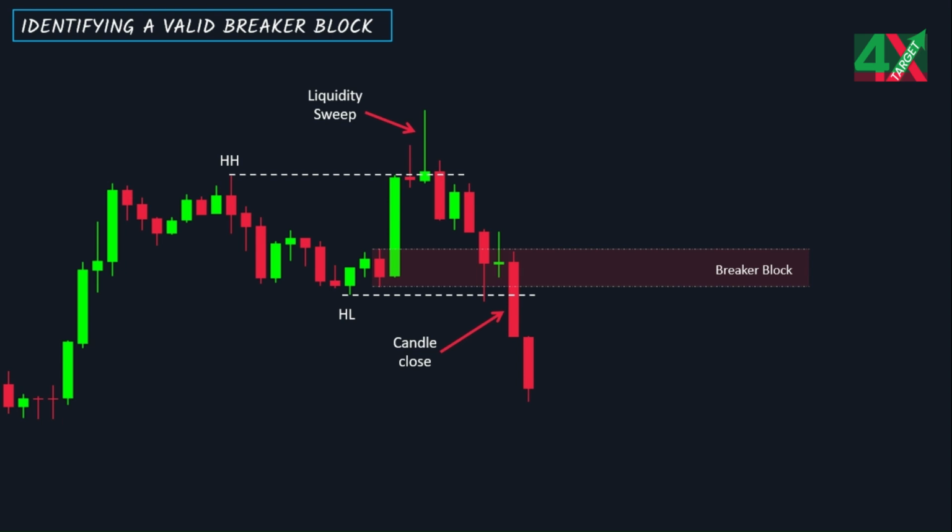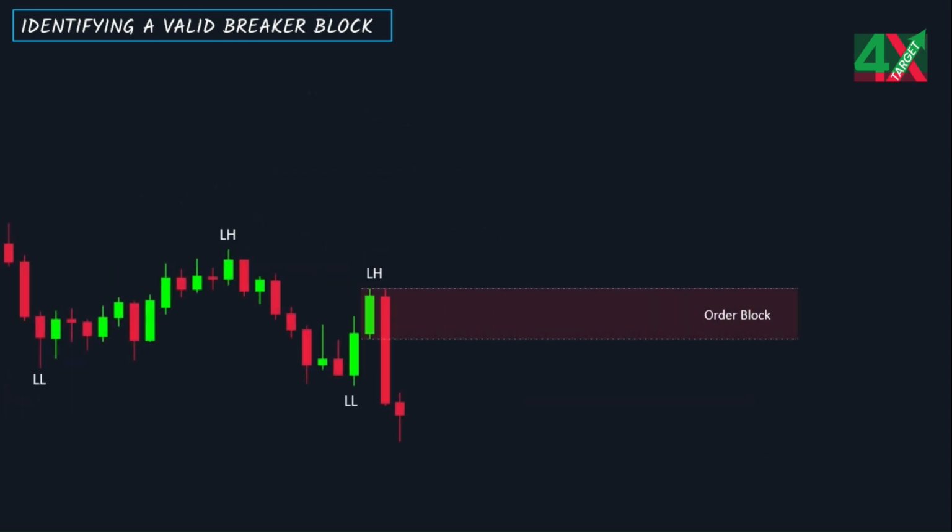Finally, breaker blocks are considered one-time use zones. The highest probability reaction occurs on the first return to the breaker block. Once the zone has been mitigated, its effectiveness is significantly reduced, and it should no longer be treated as a high-probability area of interest in the future. To integrate all the criteria and rules for valid breaker blocks, let's examine a real chart example.